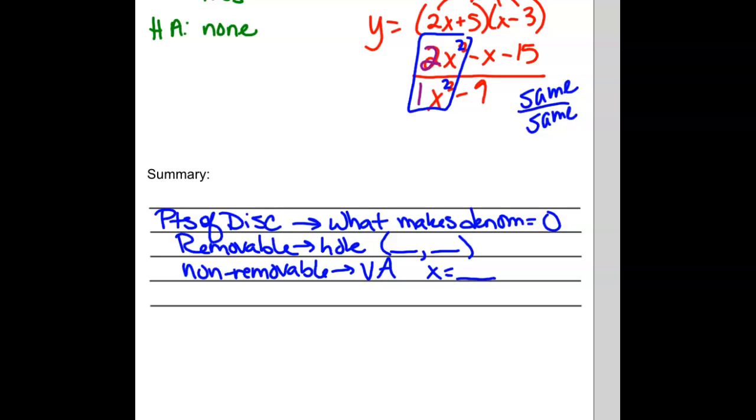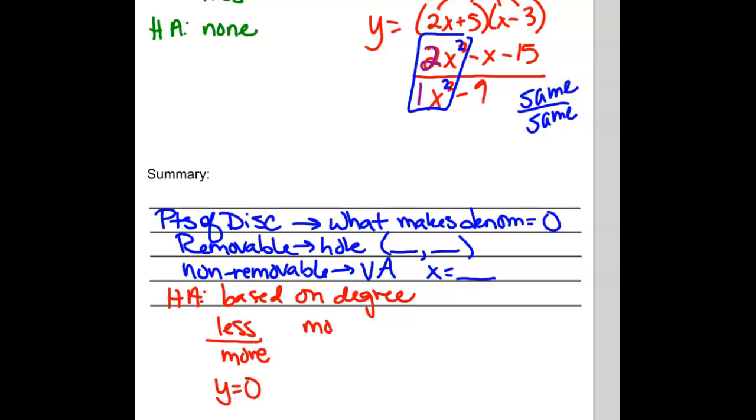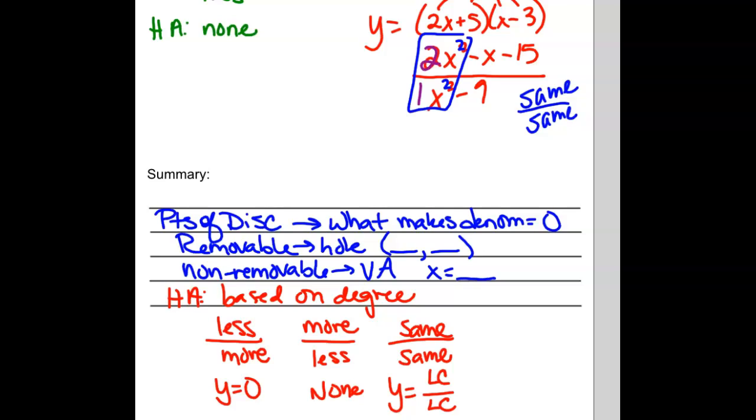Then we looked at horizontal asymptotes, and we said that is based on degree. If the top is less than the bottom for the degree, then we have one at y equals 0. If the top is bigger than the bottom, there isn't one. And if the degrees are the same in numerator and denominator, we have y equals whatever the leading coefficients of the numerator and denominator are.